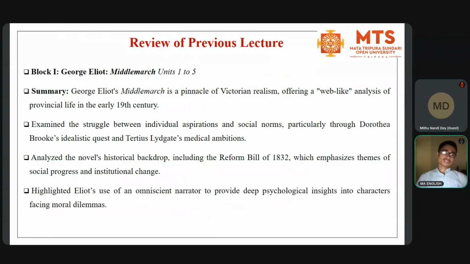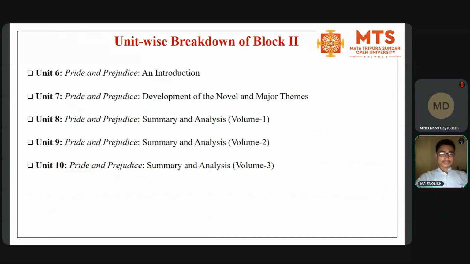Just looking back at what we did in the previous class, that was block one, Middlemarch by George Eliot. We just did the summary and also a theme-wise analysis of the novel. And this is how the chapter units are organized in block three.